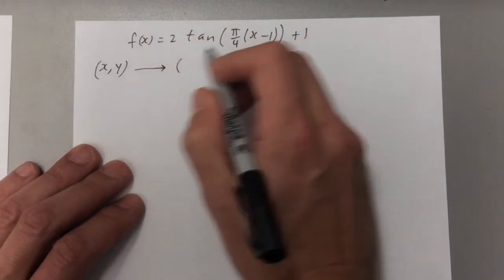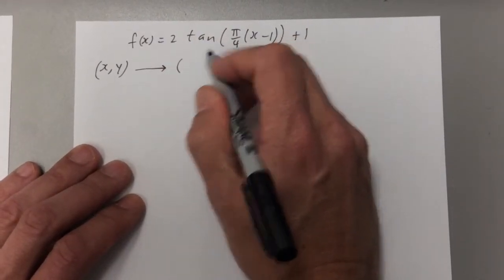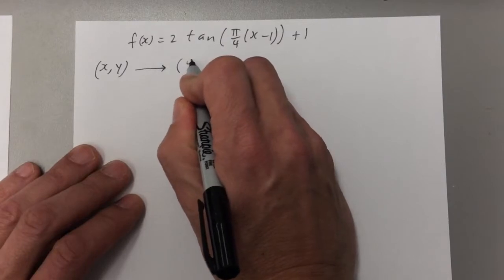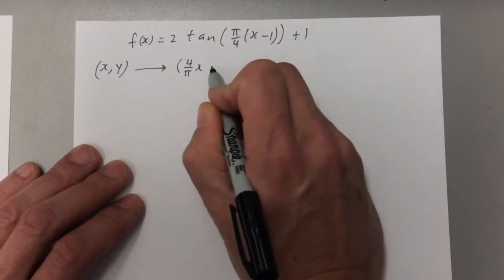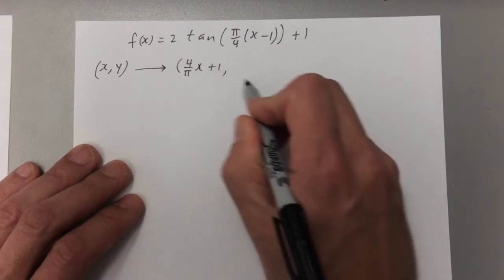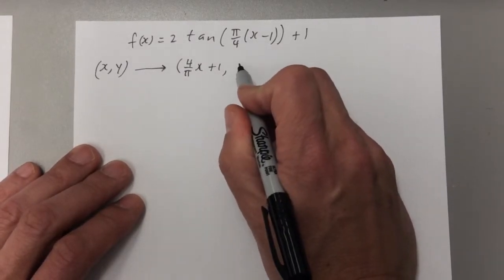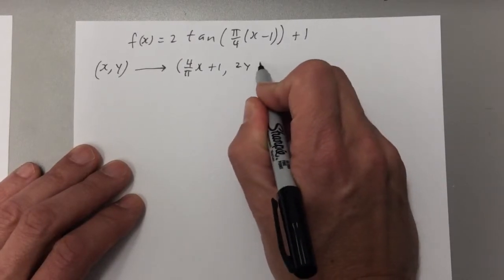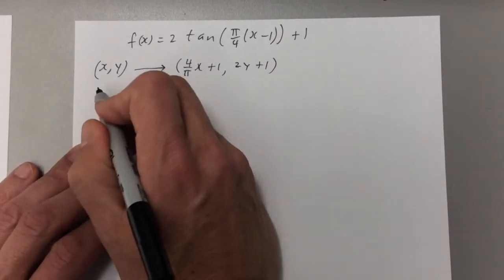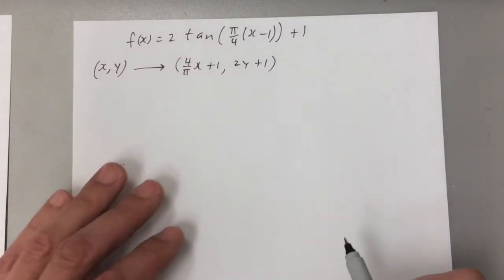figure out what our key points are. So we're going to take the reciprocal of this, so 4 over pi times x plus 1 is going to be the x coordinates, and then the new y coordinates are going to be 2y plus 1. We're going to apply this to key points from the tan graph.